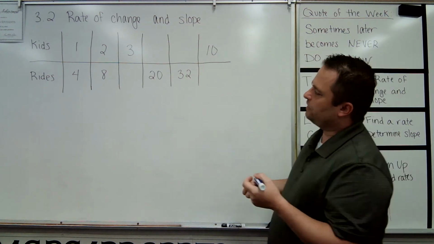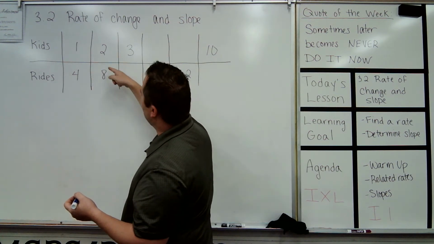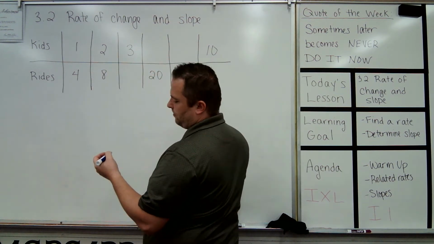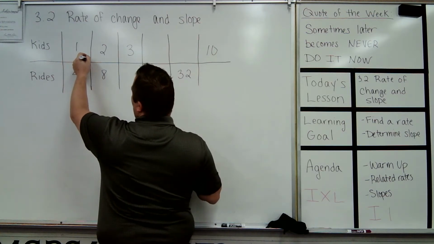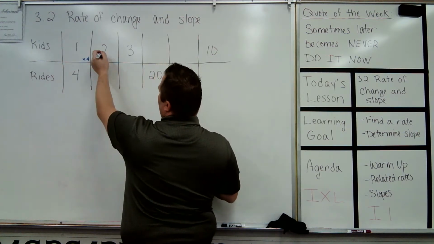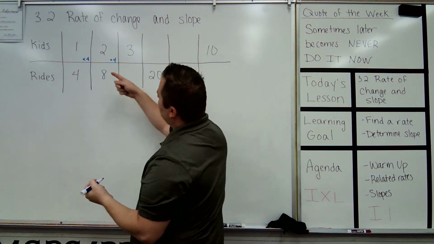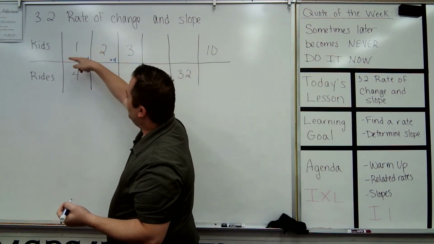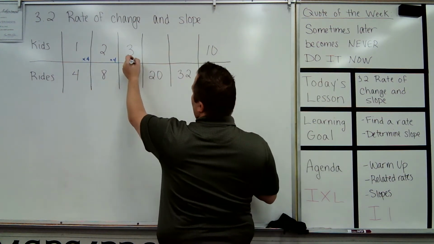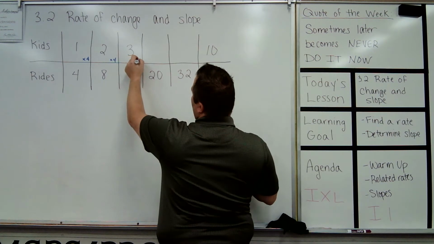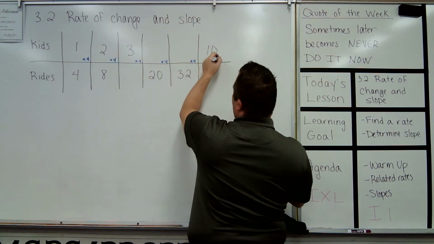Okay, so just like we learned before, when we're studying rates of change with slopes, we're looking for some sort of relationship between the 1 and the 4, the 2 and the 8. And yesterday we learned, well, maybe 1 times 4 is 4, and 2 times 4 is 8. This is the relationship that relates kids to rides. And I'm telling you, if this rate stays the same, that means this is a times 4, this is a times 4, this is a times 4, and this is a times 4.